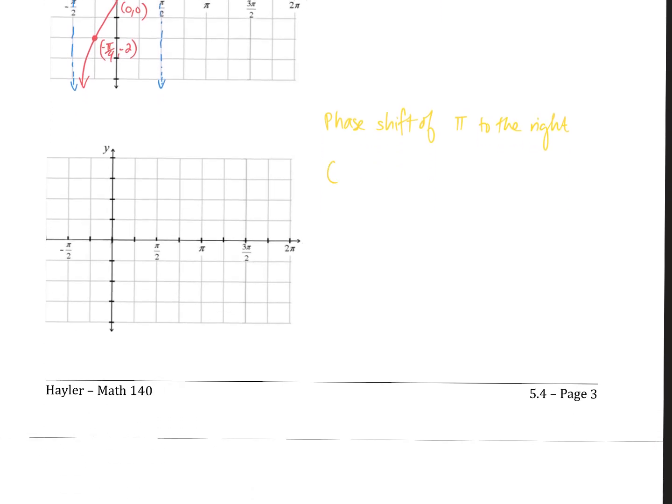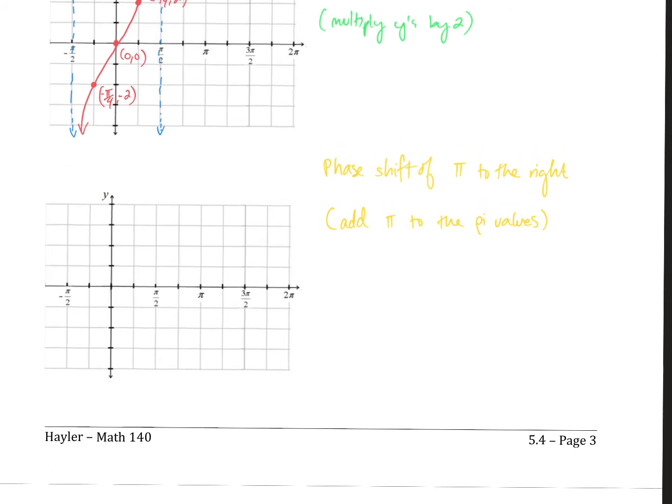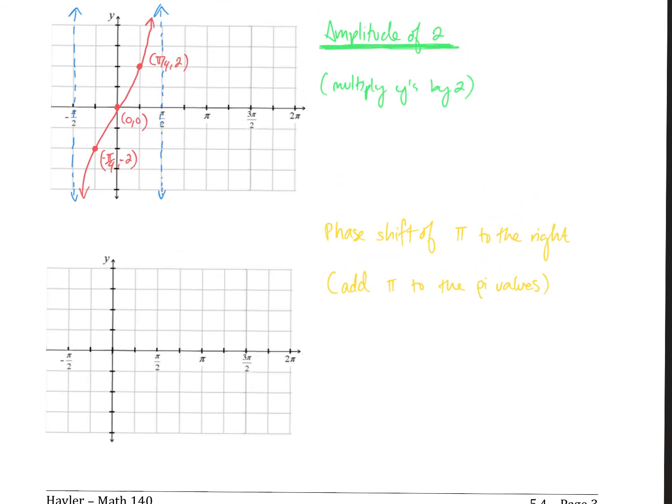Well, what does that mean? That means we're going to be adding pi to the pi values. I just call them pi values for shorthand. Alright, so what are the pi values? This time, they include the asymptotes. So we're going to be shifting our asymptote values as well as these pi values here. So we're going to be adding pi to those values. Let me go ahead and do that on the side here.